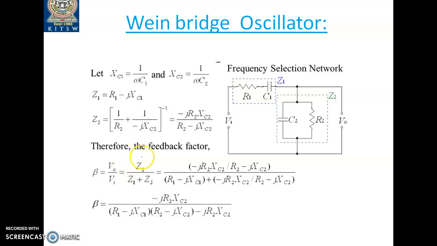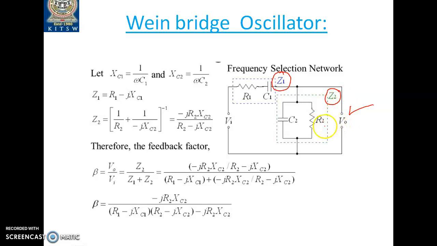To see the analysis part, I am taking the feedback arrangement separately for you to understand better. This is a frequency selection network. This is the V naught, and this is the input we are applying to this feedback network. See how the arrangement looks. This is the series combination, which I am calling Z1, and this is the parallel combination, which I am calling Z2. Only two impedances are acting, and we are taking the output across Z2.